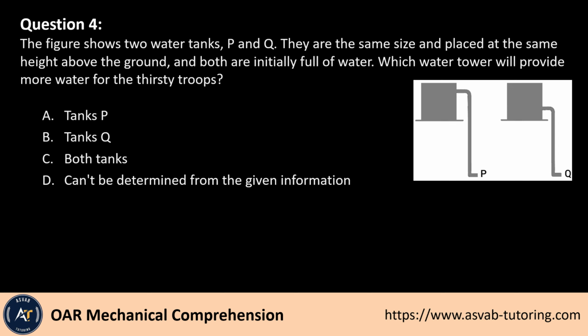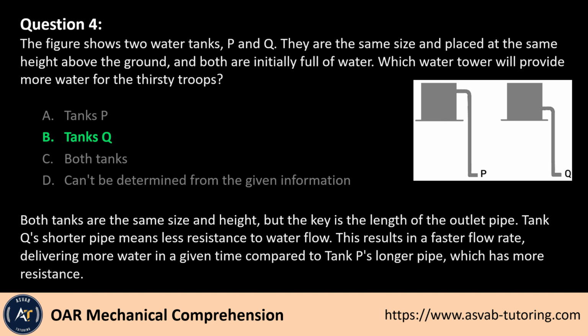Question 4. The figure shows 2 water tanks, P and Q. They are the same size and placed at the same height above the ground, and both are initially full of water. Which water tower will provide more water for the thirsty troops? A. Tank P. B. Tank Q. C. Both tanks. D. Can't be determined from the given information.